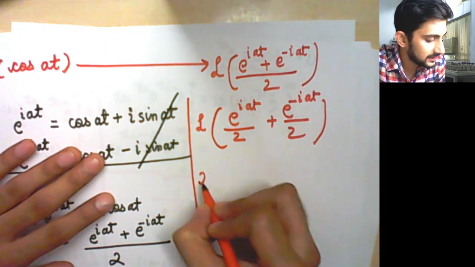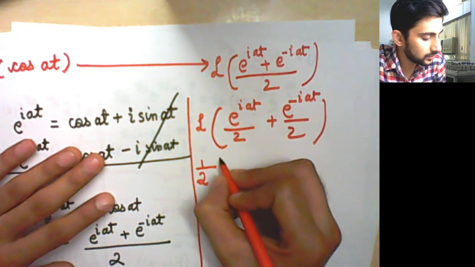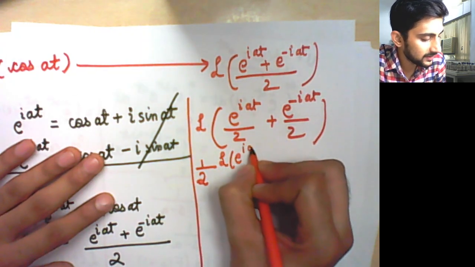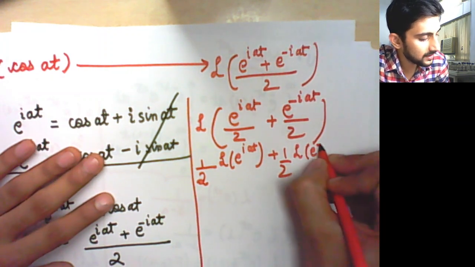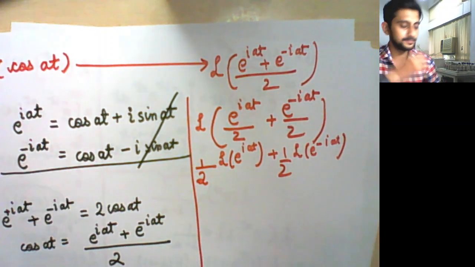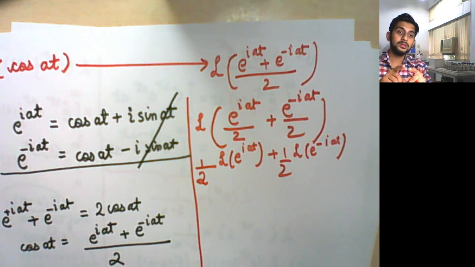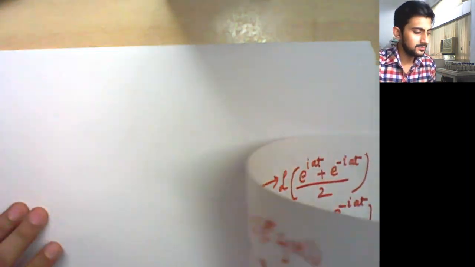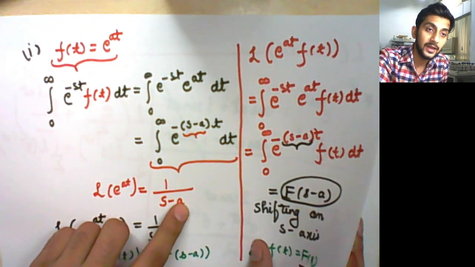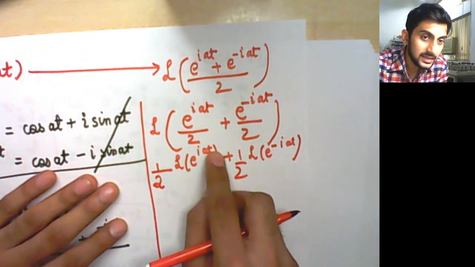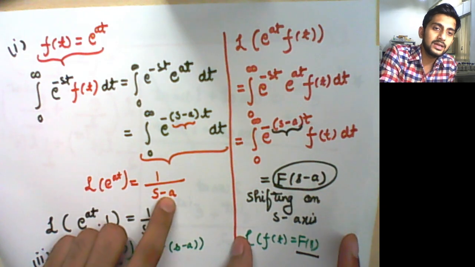I can write simply that this is nothing but equal to 1 upon 2 Laplace transform of e to the power iota at plus 1 upon 2 Laplace transform of e to the power minus iota at. Now you know the Laplace transform of e to the power at. We just did. Laplace transform of e to the power at is 1 upon s minus a. Now here instead of at we have iota a. So what change should come here? You just have to write, instead of a, ia.